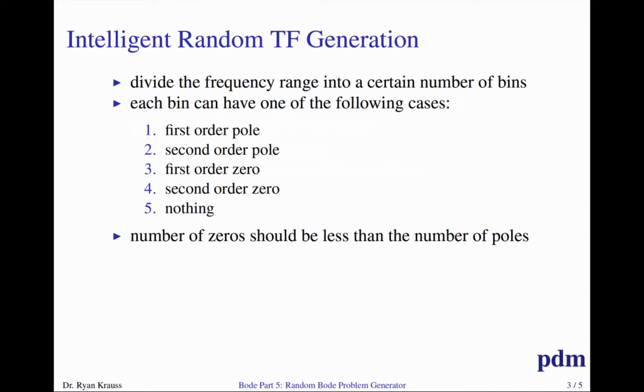one of 5 cases going on. It could have a first order pole, it could have a second order pole, it could have a first order zero, it could have a second order zero, or it could randomly have nothing. And so it's one of those 5 things for every bin. So you can't have poles and zeros in the same bin. You can't have any third order things going on inside of a bin, and so on. And just for causality purposes and my sanity, the number of zeros should be less than the number of poles.